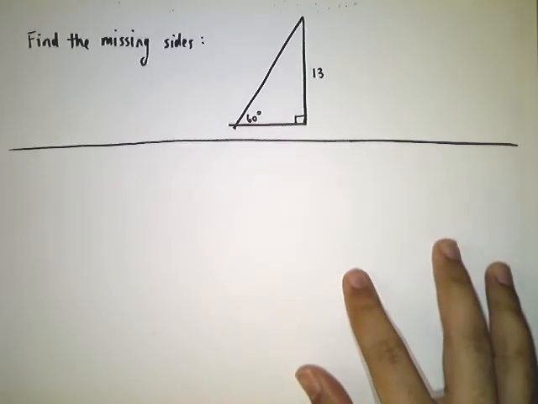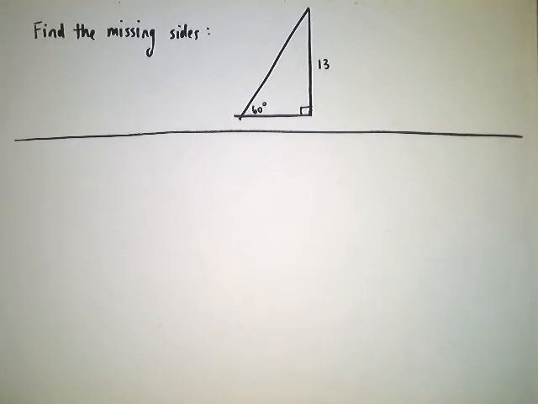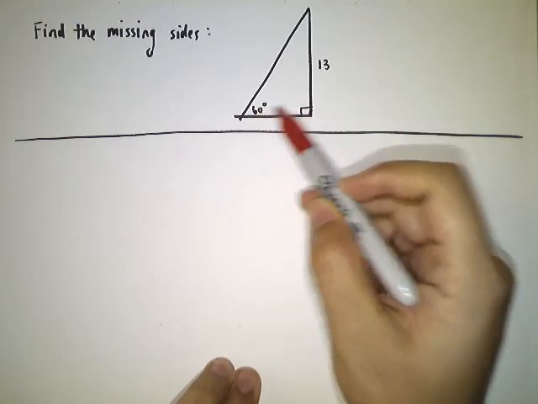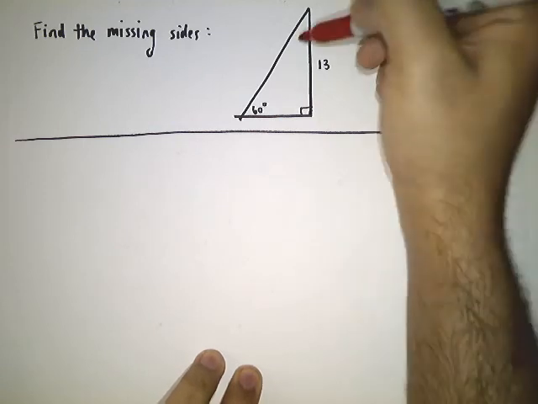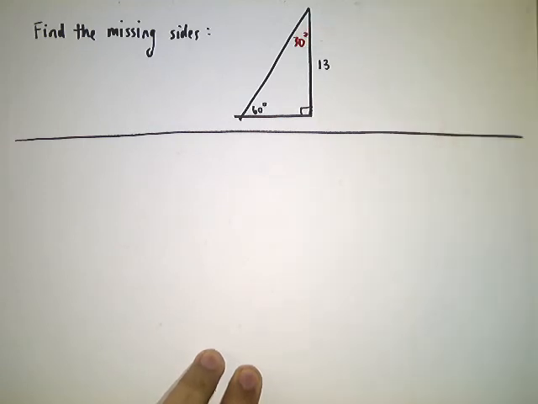All right, let's try another. We want to find the missing sides once again. Let's start by figuring out what do we know about this. We know a 60-degree angle and a 90-degree angle. That means the other angle that's left over is going to be 30 degrees.